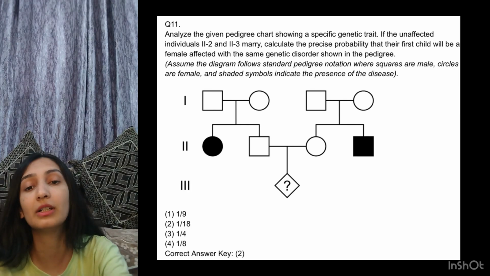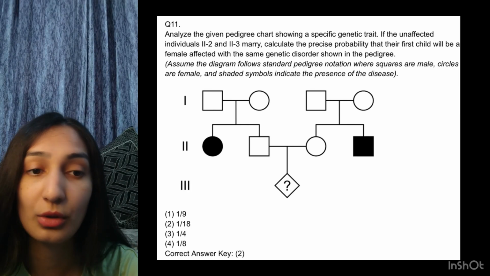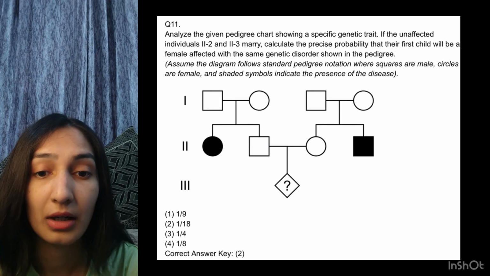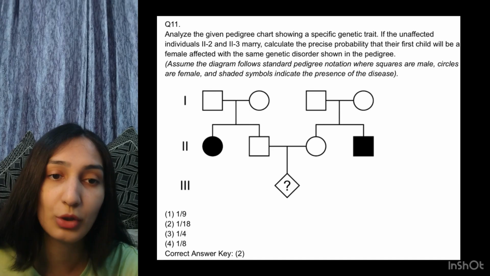Again, you need to learn how to solve pedigree charts quickly. Let me know in the comments how you solved this and what the correct answer is. The correct answer is actually the second, that is 1 by 18. Just tell me how you will solve it.